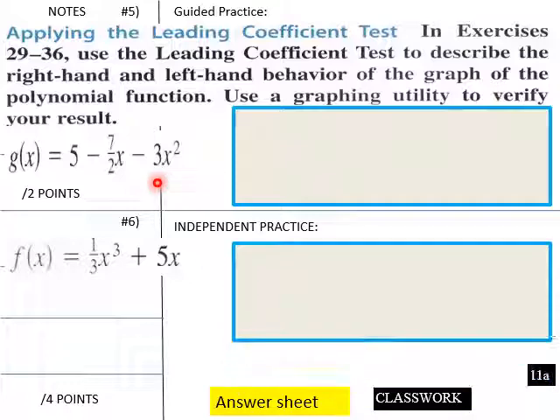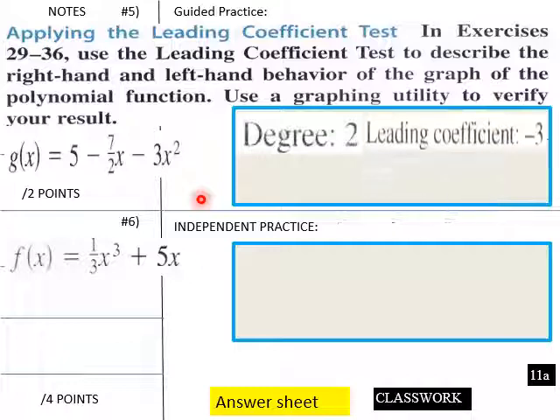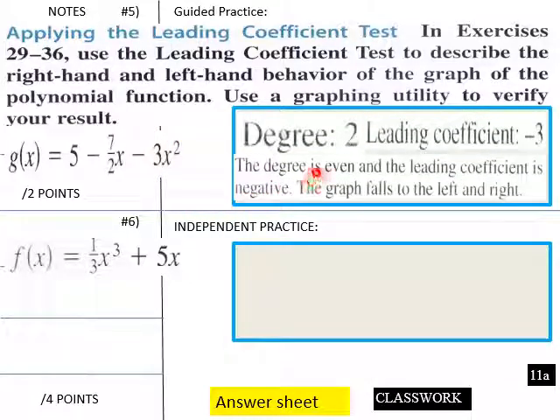So in this situation here, the degree is 2, and the leading coefficient is -3. The degree is even, and the leading coefficient is negative. So we have an even degree with a negative coefficient. The graph, therefore, will fall to the left and to the right. So it'll be like this. It'll come up like this, have a bump like that, and then fall again down to the right.